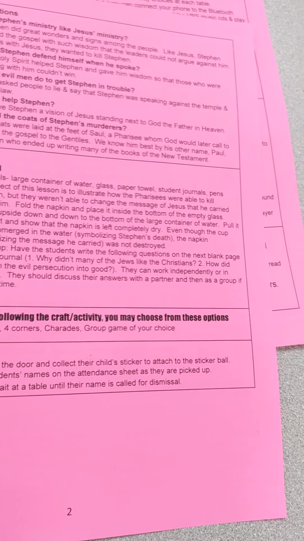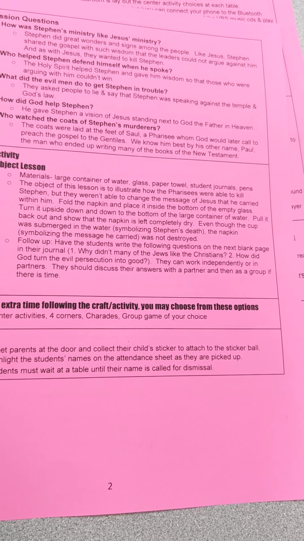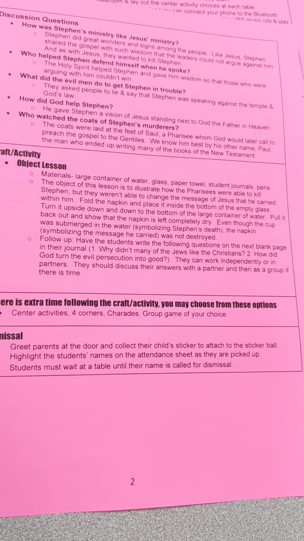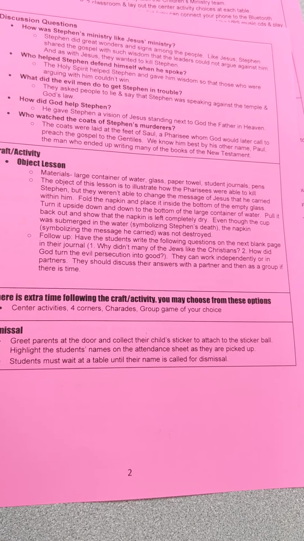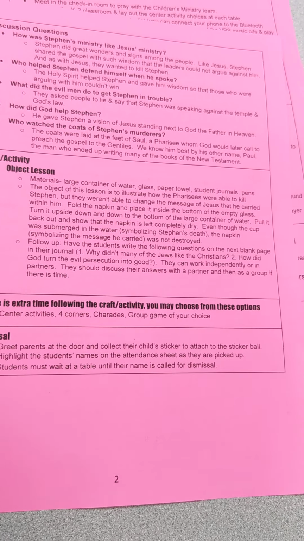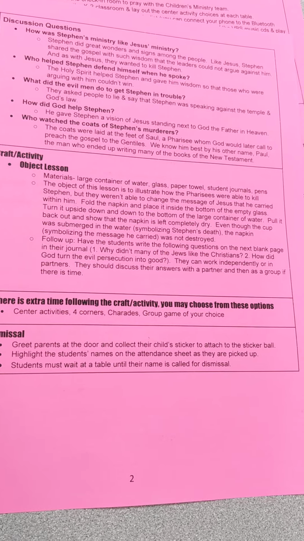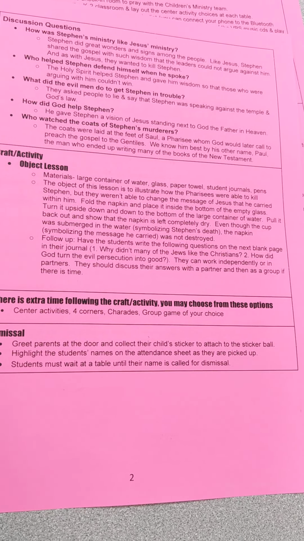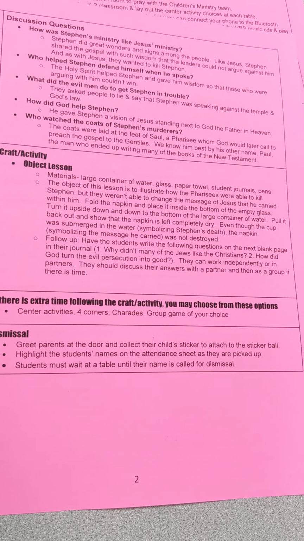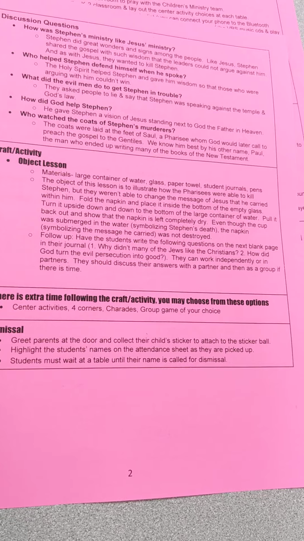So I have a large punch bowl that I will fill with water. You take an empty glass cup and you put a paper towel down the side of it, fold it up. And when you turn that cup upside down and put it down in the water, down to the bottom of the punch bowl, and you can leave it there as long as you want, and you pull it back up, they will see that that paper towel remains completely dry. So even though the cup was submerged in the water, which symbolizes Stephen's death, the napkin, symbolizing the message he carried, was not destroyed.